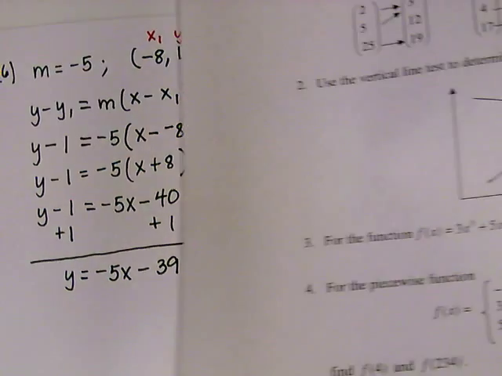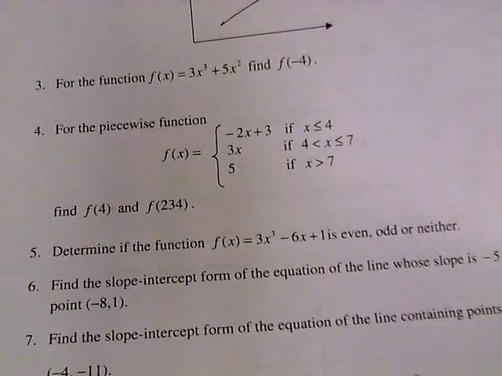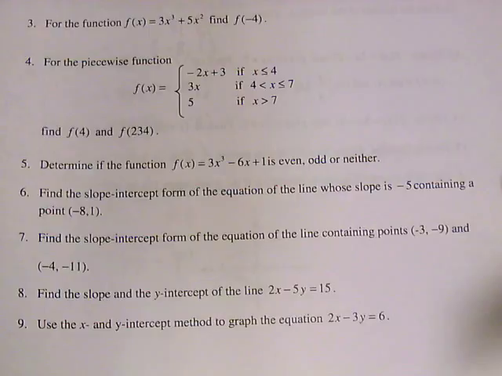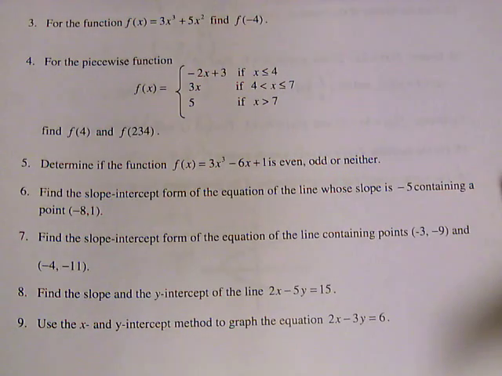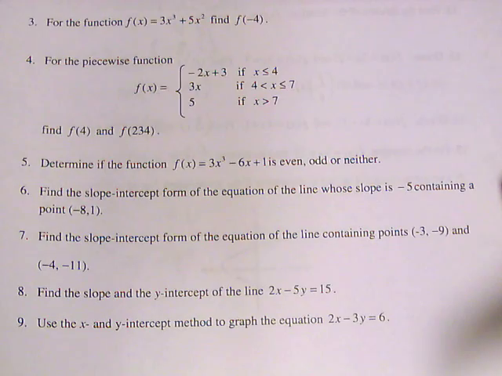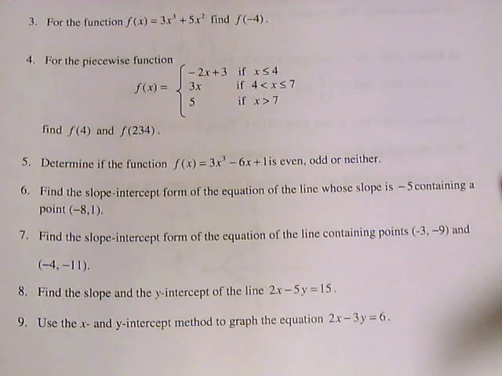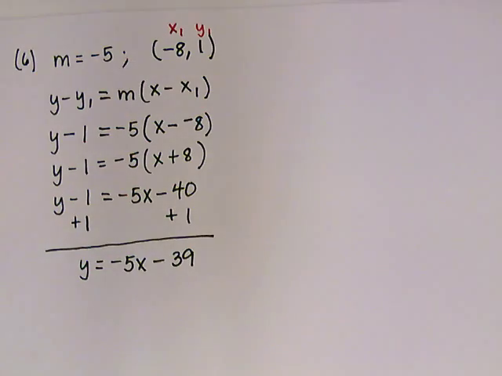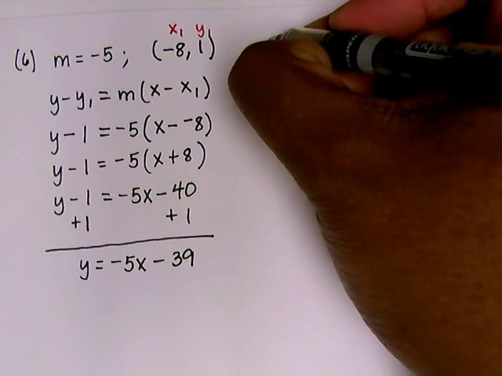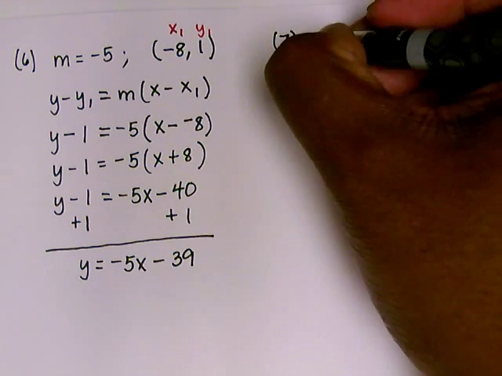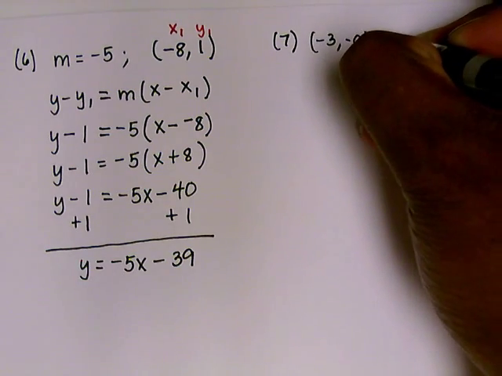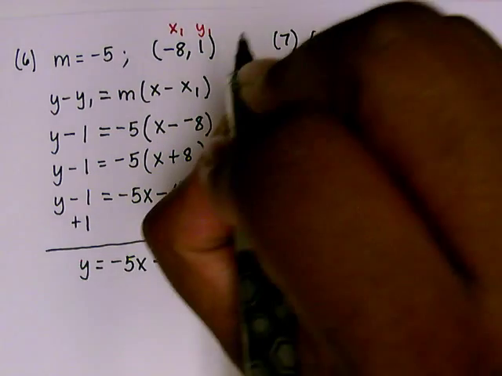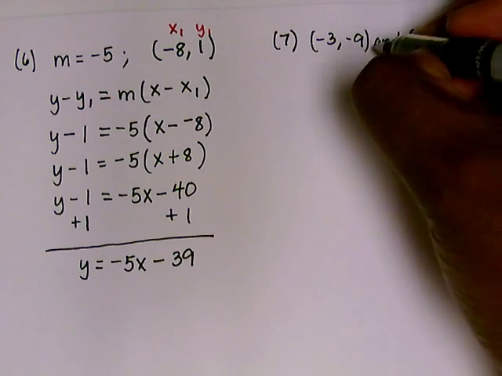Alright, number 7. It says here, find the slope-intercept form of the equation of a line containing the points negative 3, negative 9, and negative 4, negative 11. So now we got 2 points that we're dealing with. Negative 3, negative 9, and negative 4, negative 11.